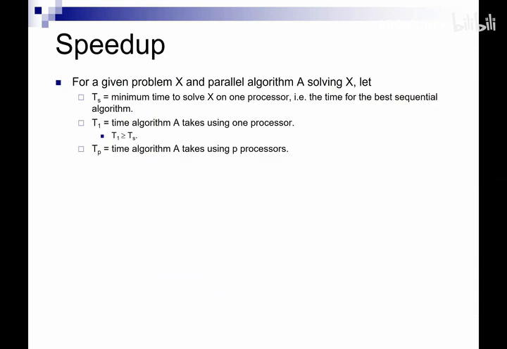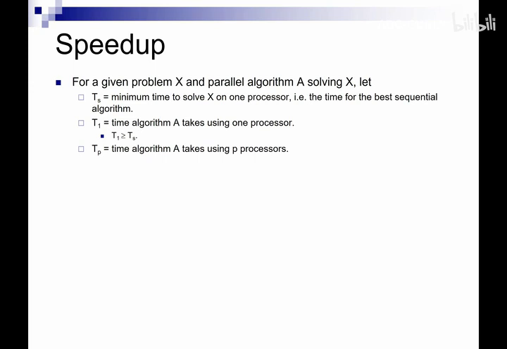Let's first define some terminology. We're trying to measure the amount of speedup that a program is getting as you increase the number of processors. So let's fix a problem X, and say that we have a parallel algorithm A which can solve X. We define T sub S to be the minimum amount of time to solve X using one processor. This is basically the time for the best sequential algorithm for solving X, the smallest possible time for solving X on one processor.